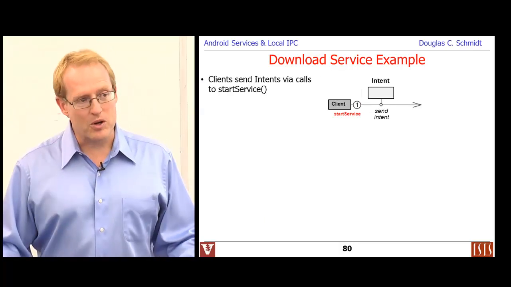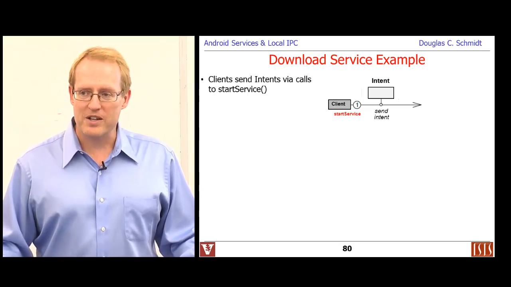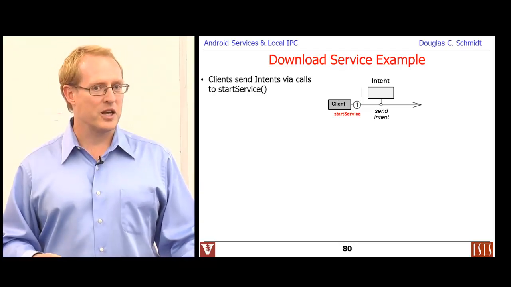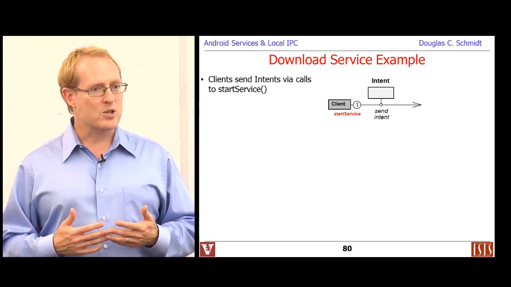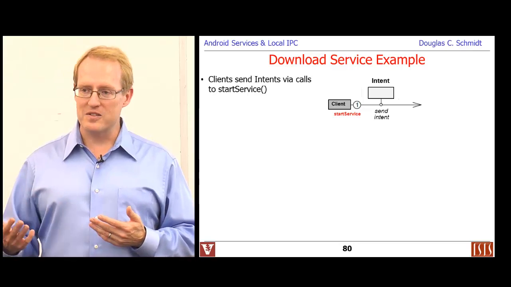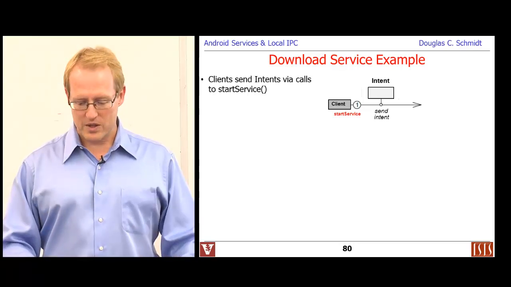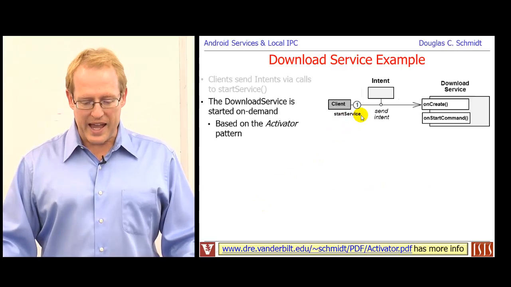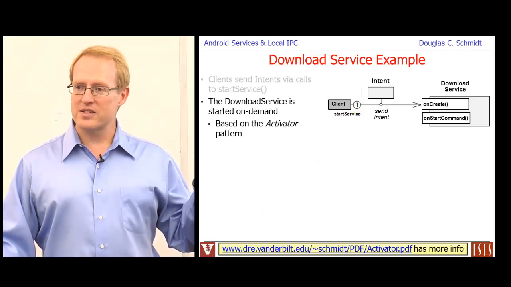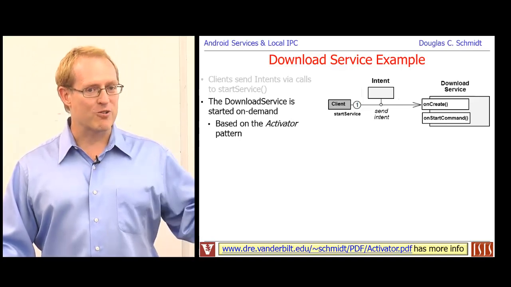Okay, so this is a bit more sophisticated. Let's kind of step through all the various things involved here, and you'll get a chance to learn a little bit more about how these things work under the hood. So it starts out by having the client send an intent via a call to start service. So you can see here we say start service, and we go ahead and send an intent over. And that then causes the download service to be activated on demand if it's not already running.